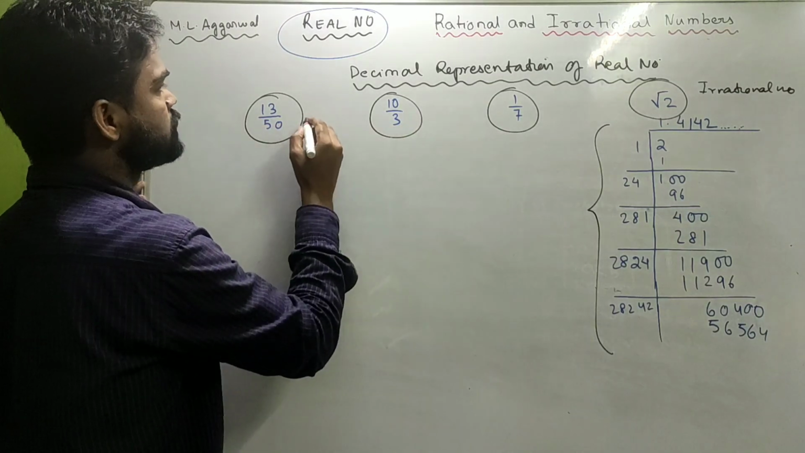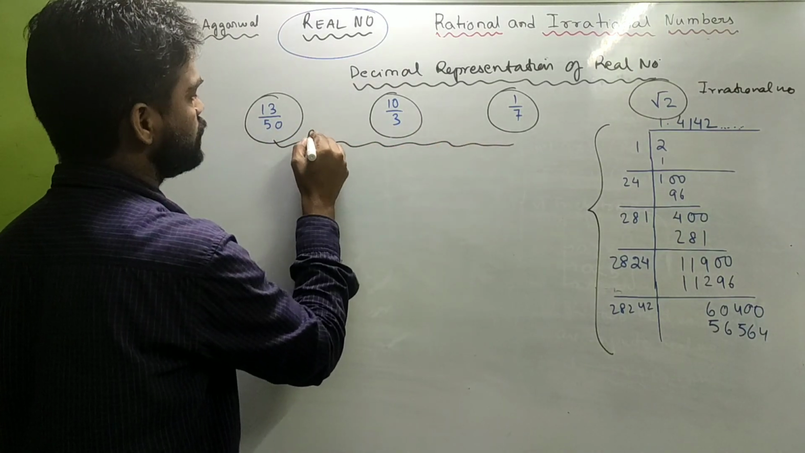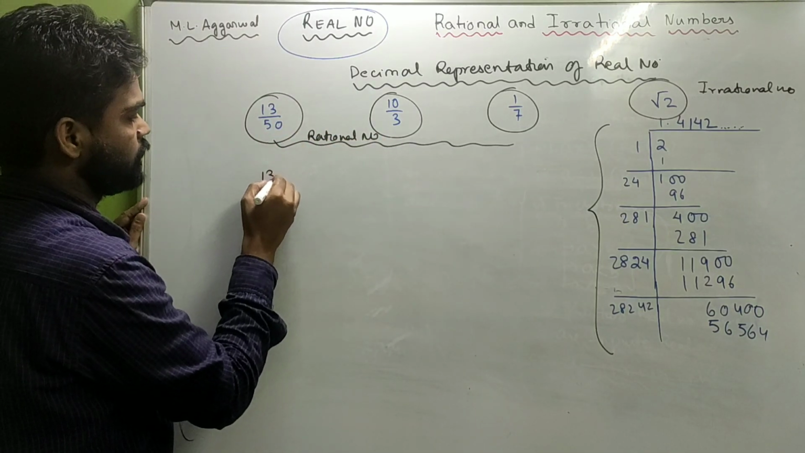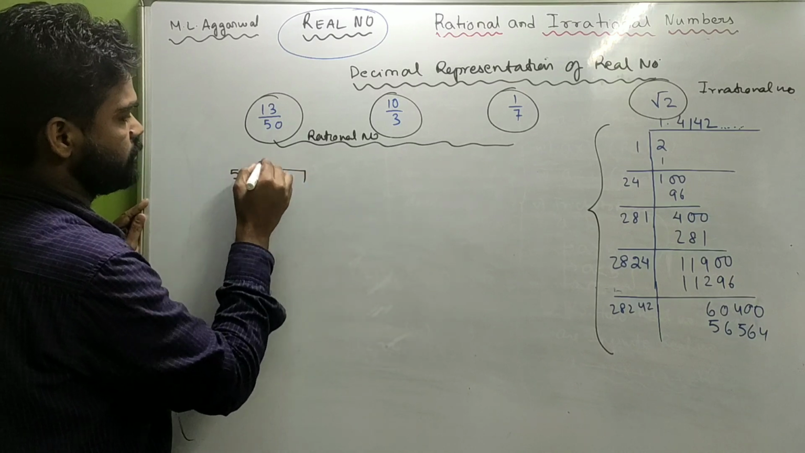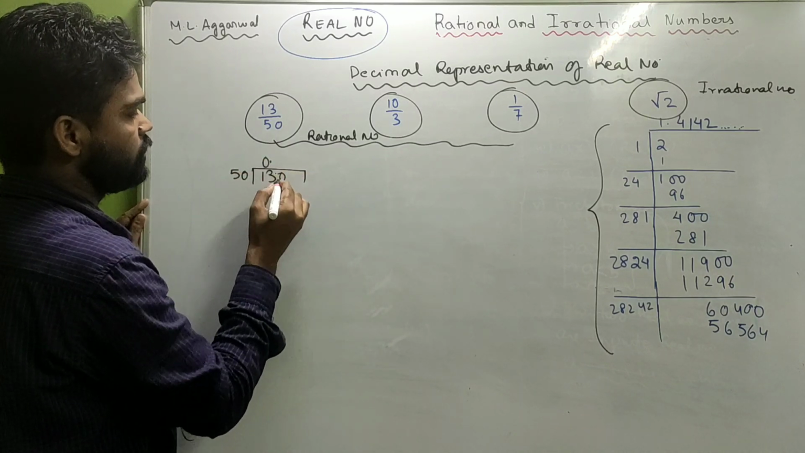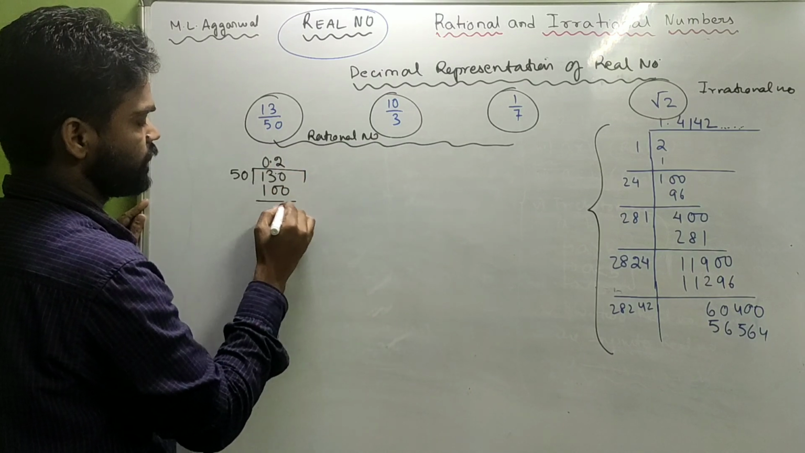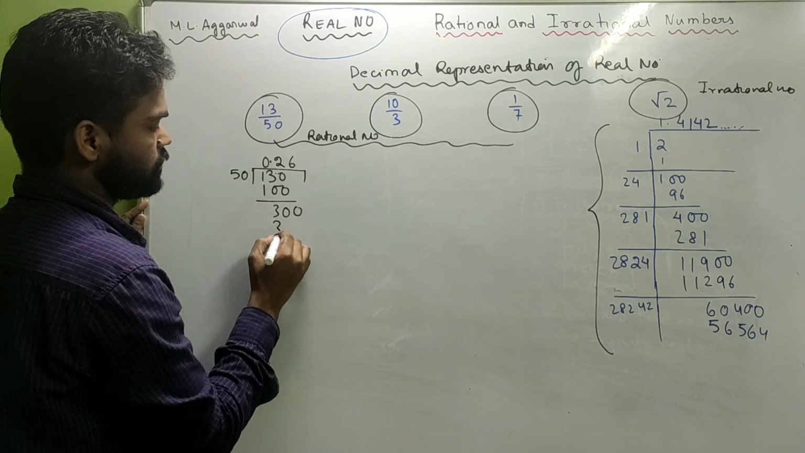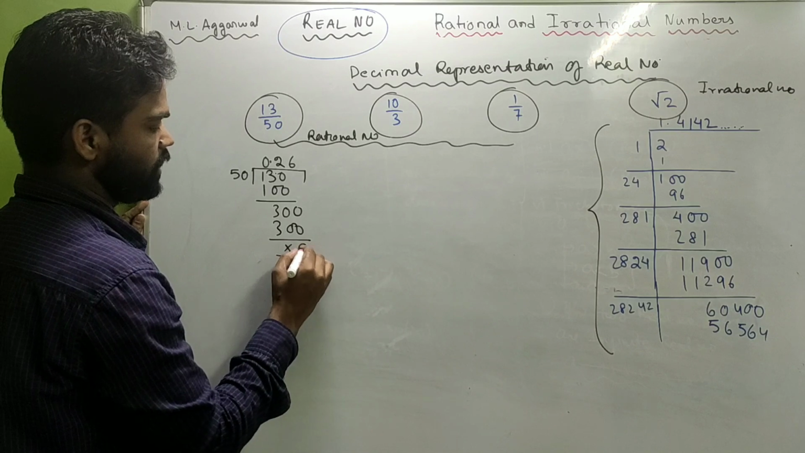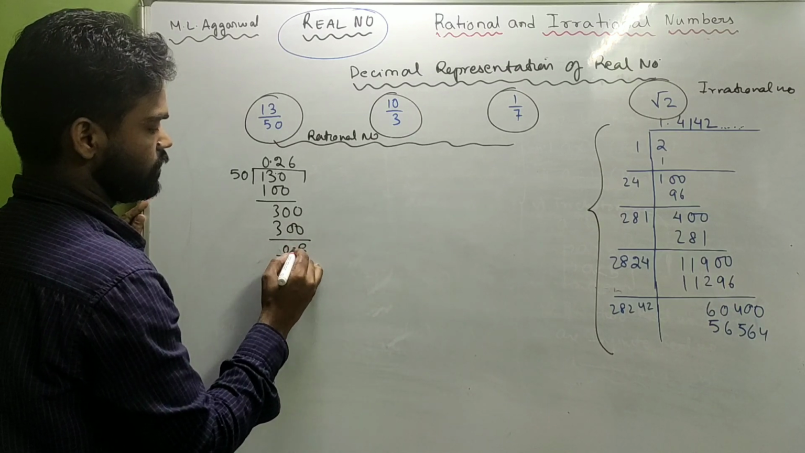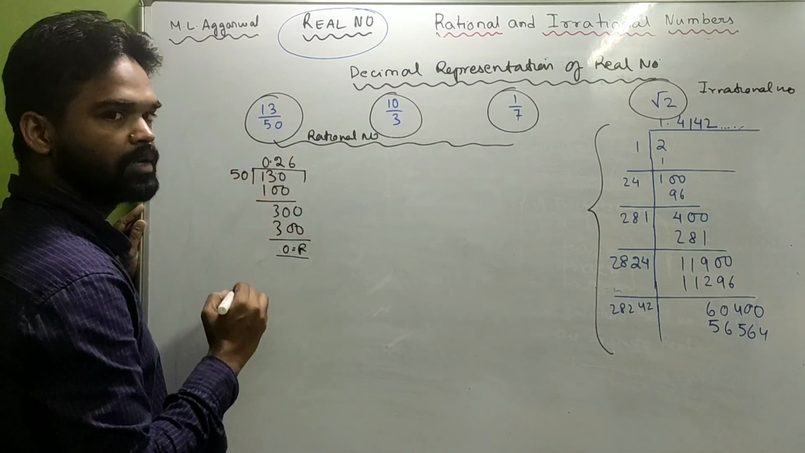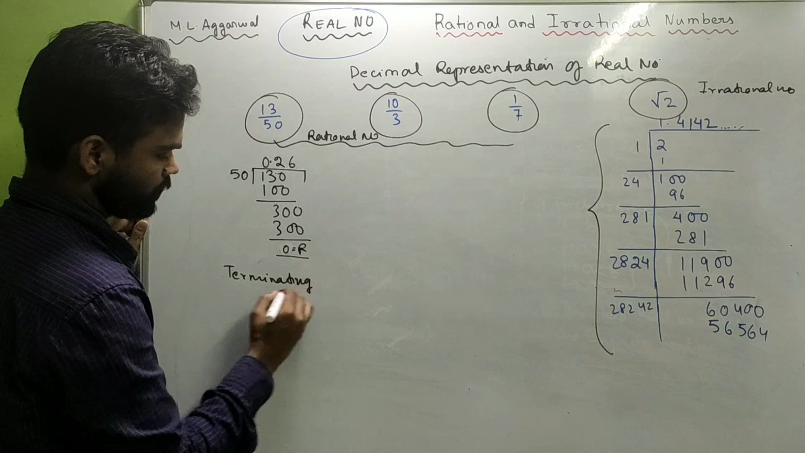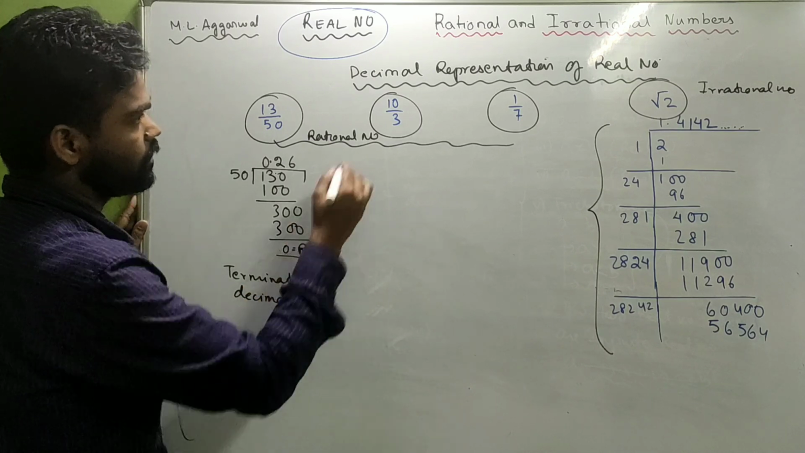But look at these three. These are all rational numbers. Now let's divide 13 by 50. We put a decimal point. 0 adds over here, 2 times, this is 100, 30, then 0, this is 6 times. Look carefully, the remainder over here is 0. It terminates. This is a terminating decimal.